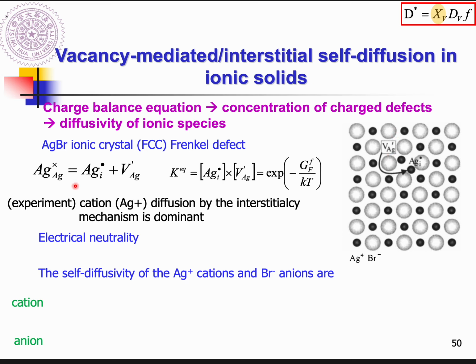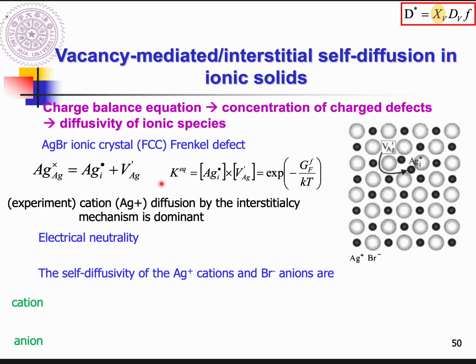So you can directly write down this chemical equation. Before Frenkel defect formation, silver was at the silver site with neutral charge. But after the Frenkel defect forms, silver is at the interstitial site with one positive charge, and it leaves a vacancy at the silver site with one negative charge.